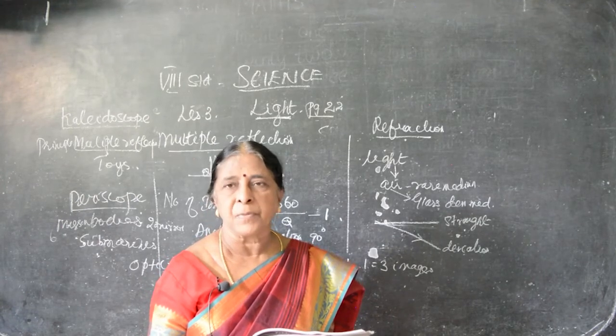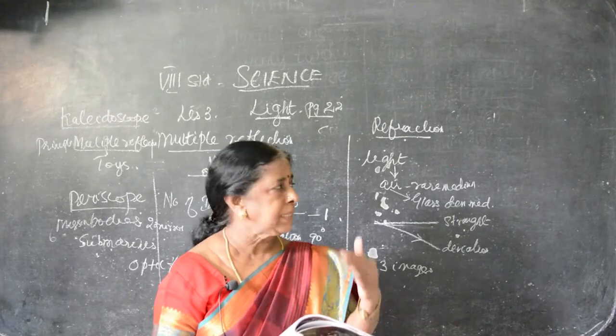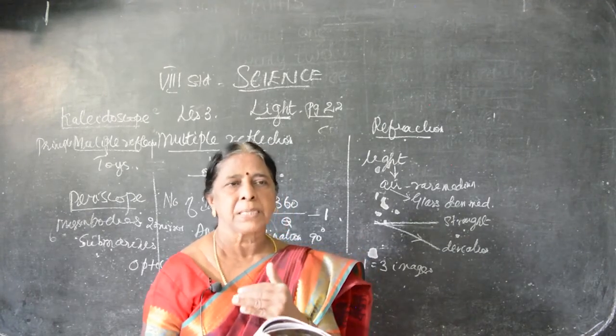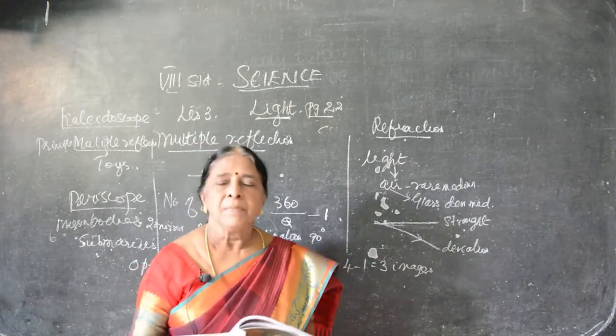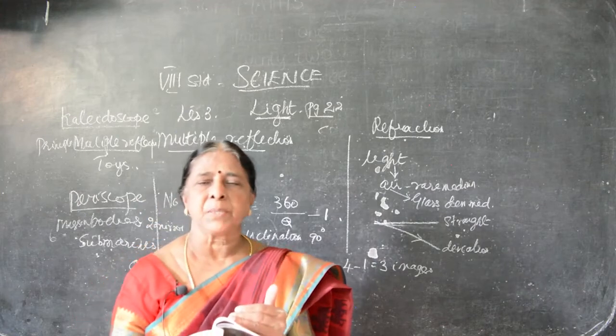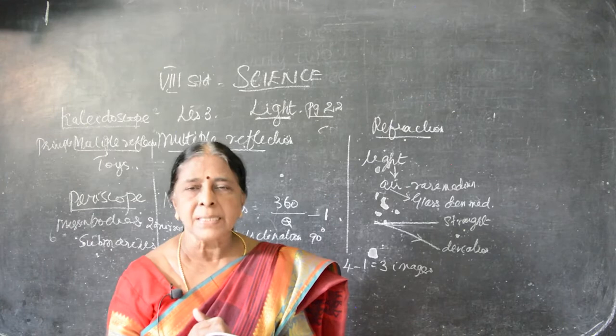Which is the highest refractive index? Diamond. Which is the lowest one? Air. So we can see by the refractive index which medium has the lowest refractive index and which has the highest. The lowest is air, the highest is diamond.